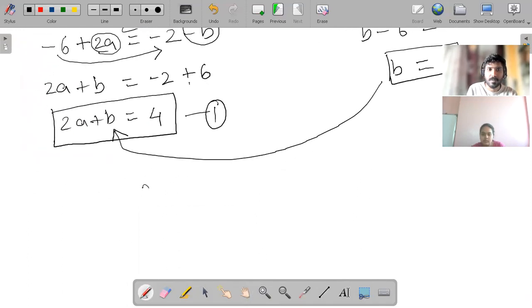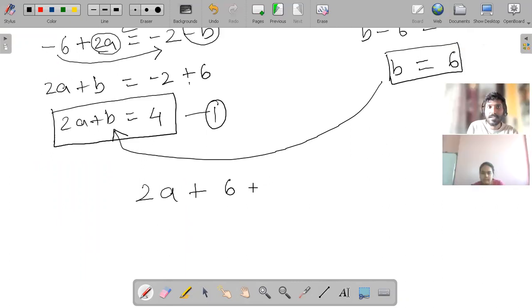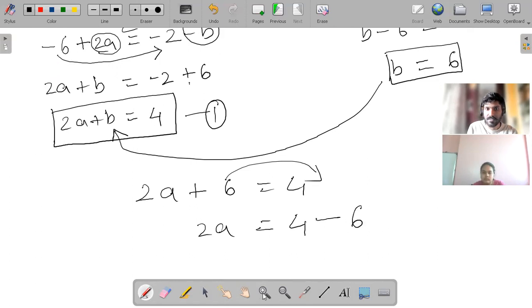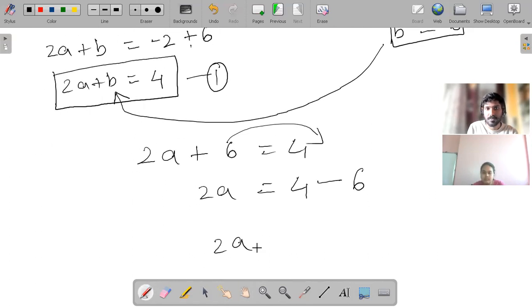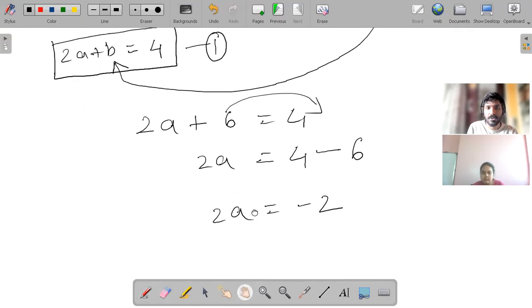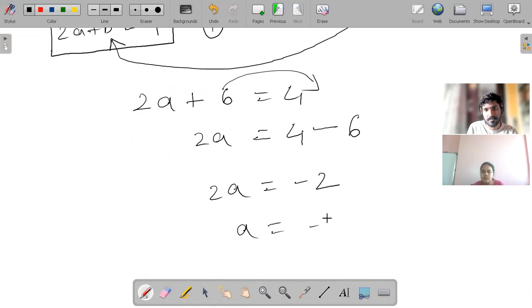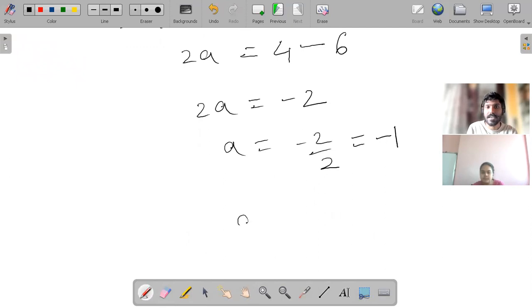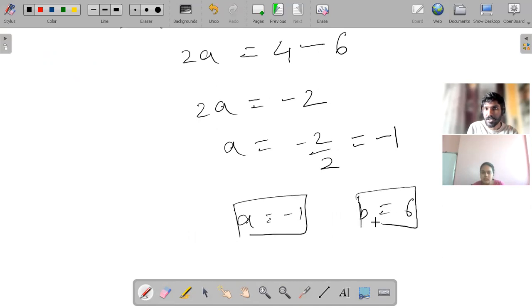So substitute it here. So this will be 2A plus 6 equal to 4. Take plus 6 on the other side. So 2A equal to 4 minus 6. How much is this? Minus 2. 2A equal to minus 2. Now what do you do? A will be equal to minus 2 upon 2, which is minus 1. So the value of A is minus 1 and B is 6. So the coordinates of D, A comma B, is minus 1 comma 6.